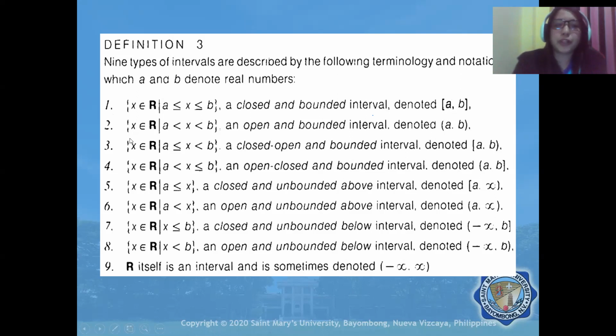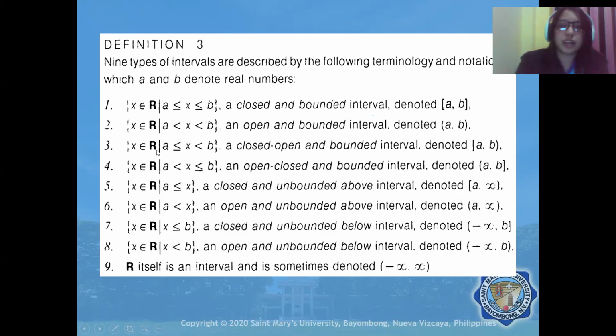While for number 2, if you notice, we remove the equal sign. So it means that A and B are not included. So we're going to use open and close parentheses for A and B. So it is an open and bounded interval. It's not closed because it does not contain the equal sign. So we have an open parenthesis A, comma, and B, and then a closed parenthesis.